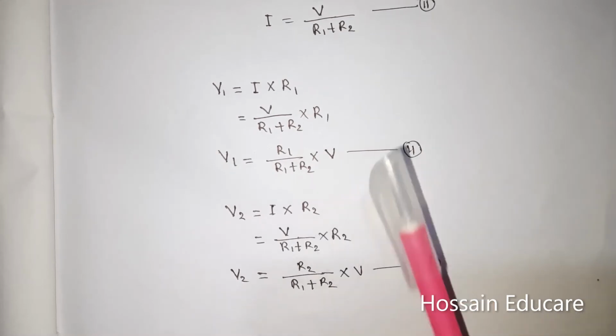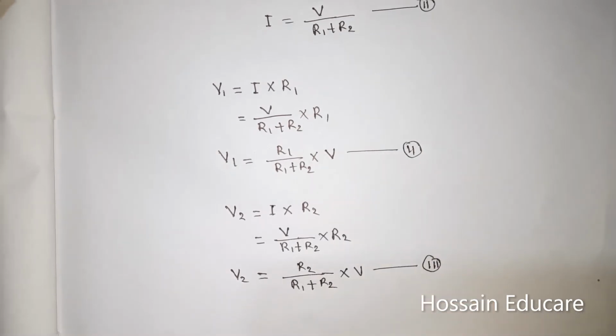Here the last two equations give the voltage across resistances R1 and R2 with respect to voltage V, that is, in terms of V. This is the representation of the voltage divider rule.